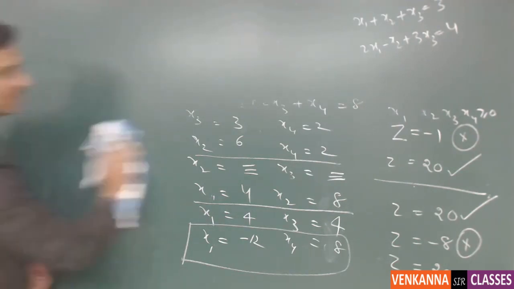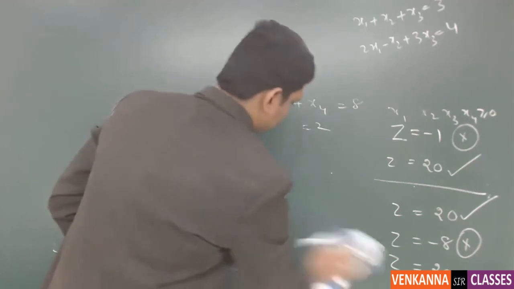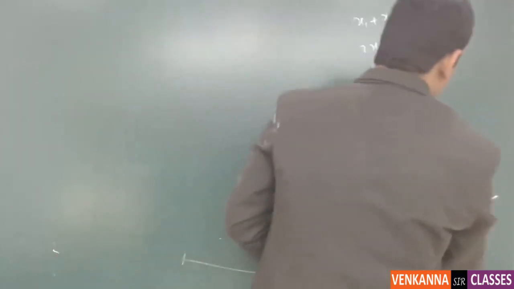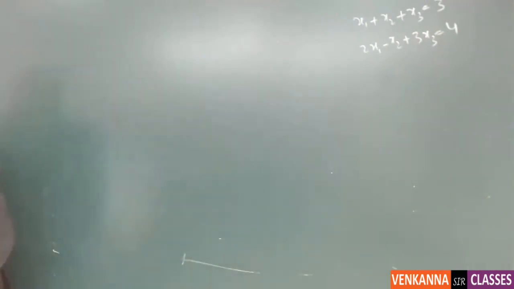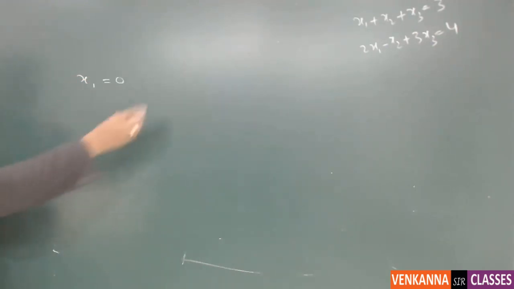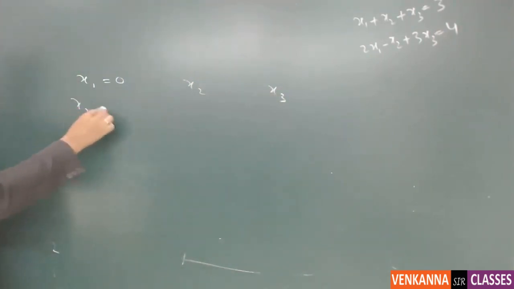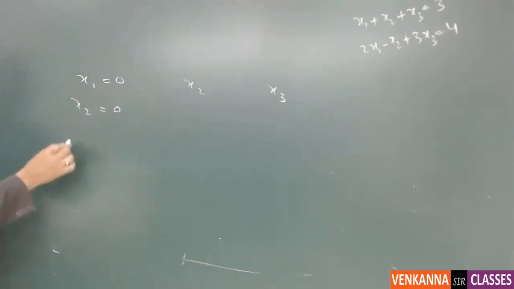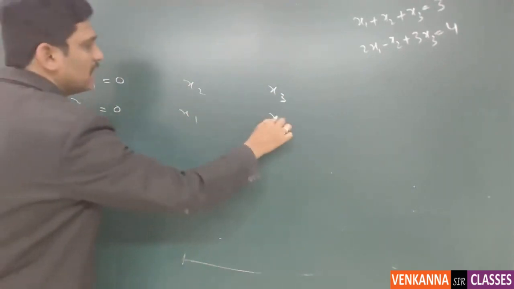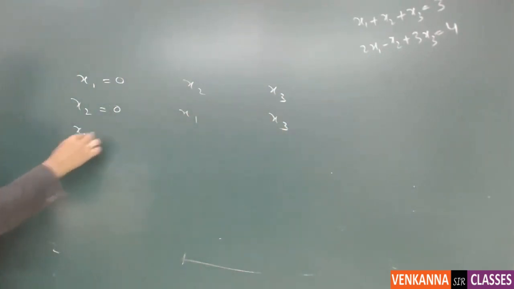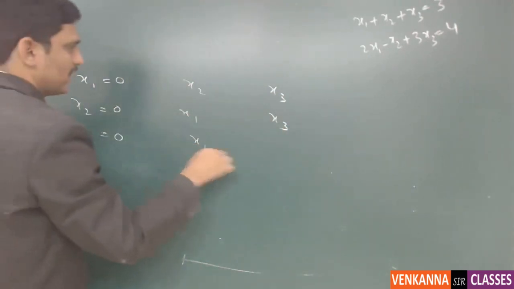Since we have 3 variables, and here the objective function is not given, you are simply computing the values, that's all. So what you are going to do: put x1 equal to 0, determine x2 and x3. Similarly, put x2 equal to 0, determine x1 and x3, and put x3 equal to 0, determine x1 and x2.